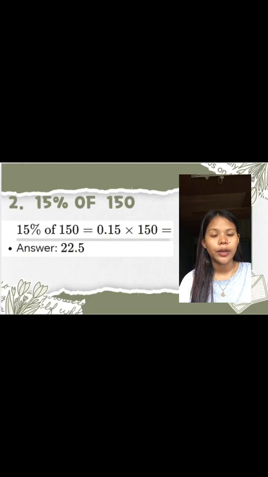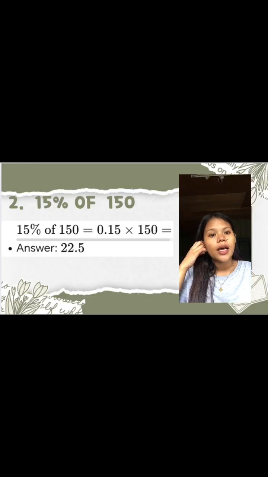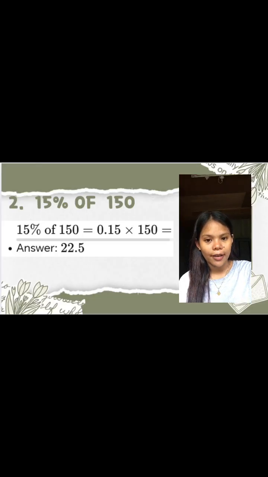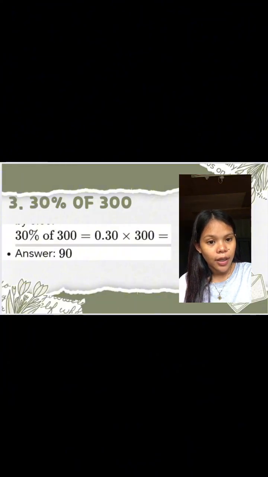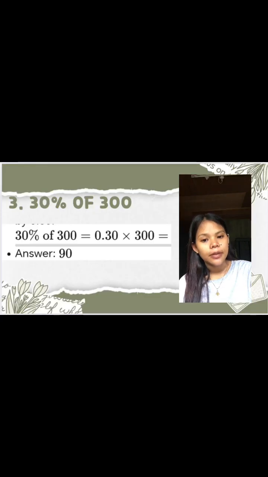So number 2 is 15% of 150. To get 15% of 150, same way, multiply 15% by 150. So the correct answer is 0.15 times 150, which is 22.5. Then number 3 is 30% of 300. To find 30% of 300, multiply 300 by 0.30. So 0.30 times 300, the correct answer is 90.